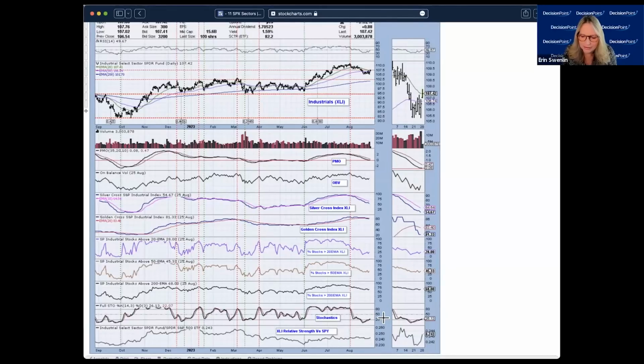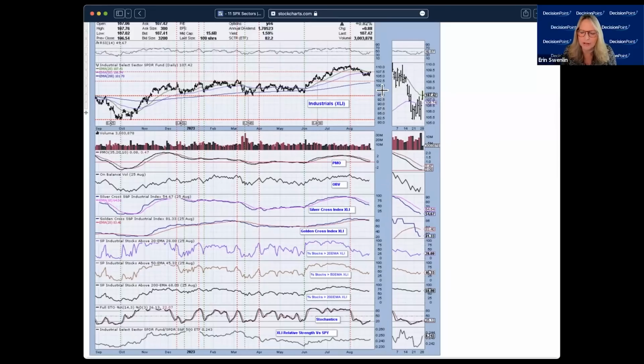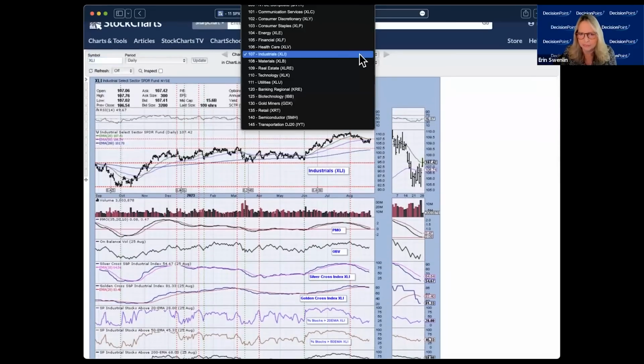I hesitate. I don't like to call stochastics overbought and oversold, because you actually want them to stay above 80 and you don't want them to stay below 20. That's very, very weak if you're having stochastics below 20, and things are very strong internally if they're above 80. So don't really think of those as overbought and oversold, but these are rising out of that weak below 20 territory. So that's not too bad here for industrials.